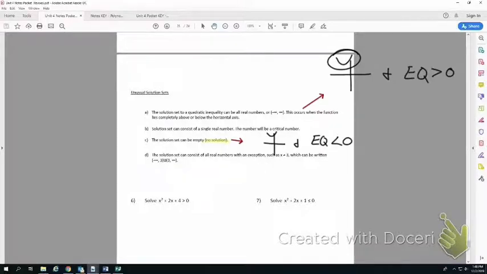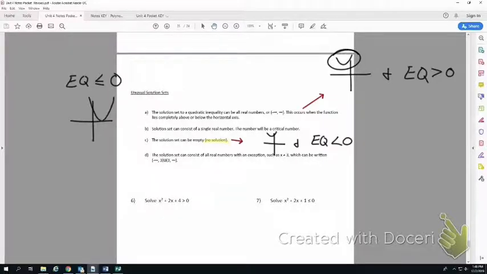Looking at B, it says a solution set can consist of a single real number, and that can be that critical number or whatever that root is. What that would look like is if you solve it and your parabola comes down, touches the x-axis and goes up, and you're asked what part of the parabola is less than or equal to 0.